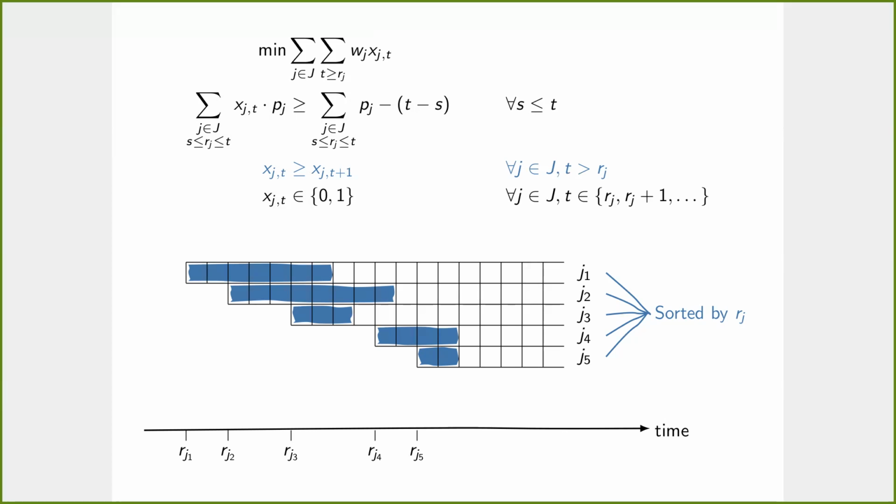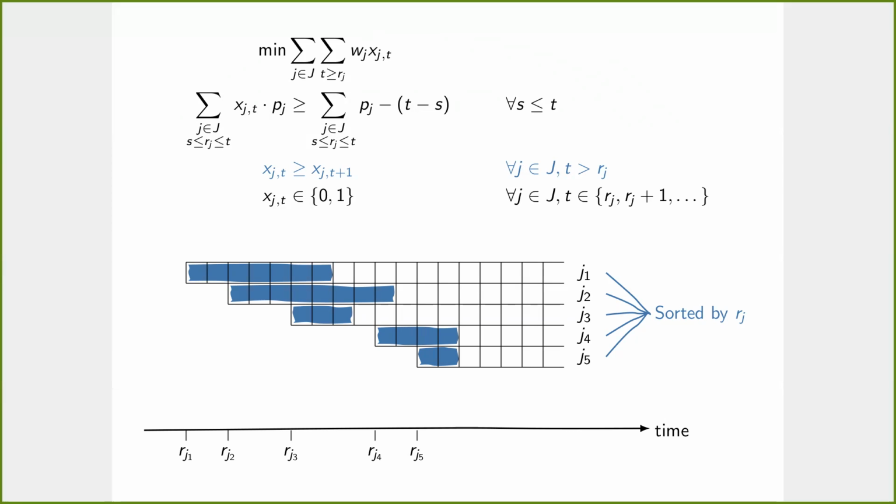And this intuition is also found in the integer program, because in the integer program we have one binary variable for each of these squares, which tells you whether a particular job is still alive at this particular time. And then the blue constraint also comes naturally, because it just says once a job is completed, it's completed, and it will not be alive anymore. So these variables have to be monotone from left to right.